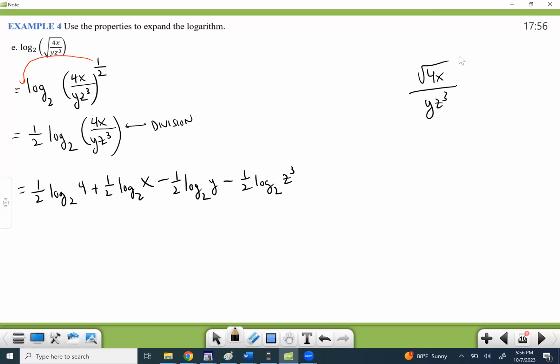They aren't under the square root, so they're not going to have a 1/2 in front of them. Only the things that are underneath that radical will get that 1/2, that fractional exponent. Okay. All right. Now we can actually continue on one of these.